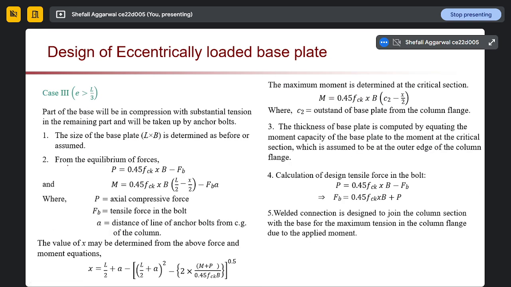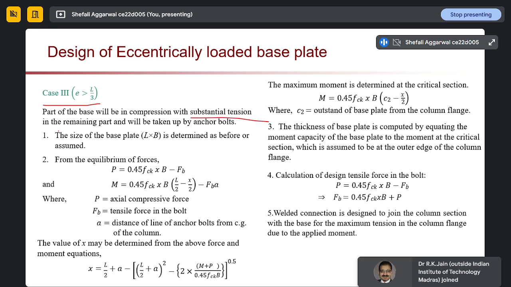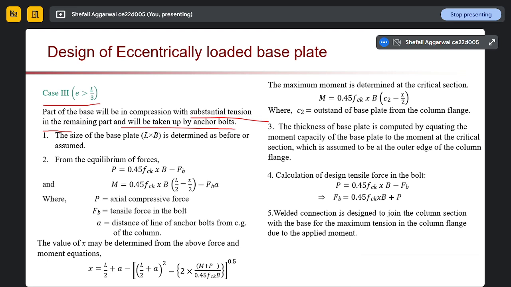So the last case is when our E is greater than L by 3. In this case, we have sufficient tension in our base plate, and that tension is taken by the anchor bolts. So first we will calculate the size of our plate, L into B, with the same formula we have been using before. And for the equilibrium of forces, we assume that our axial force P is equal to 0.45 FCK into B minus FB.